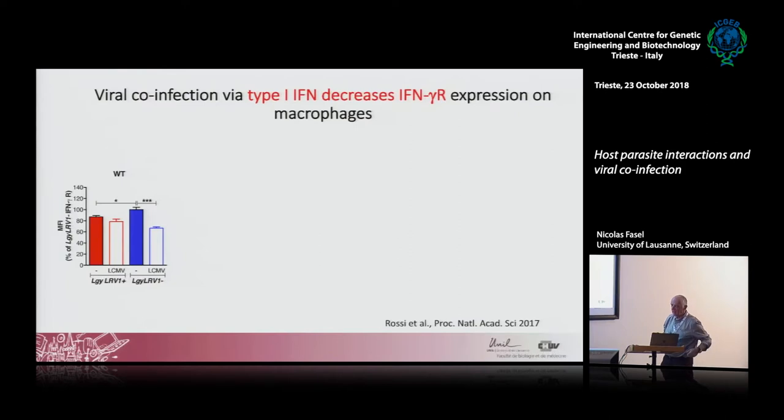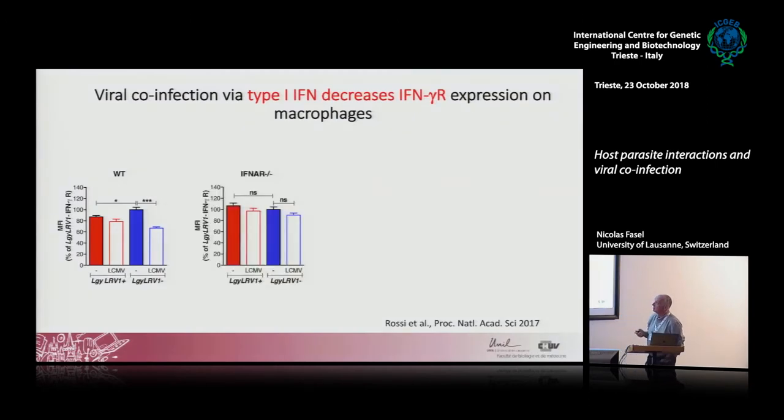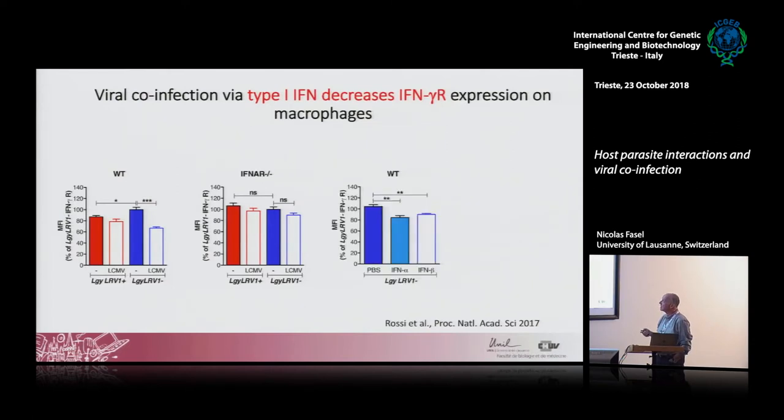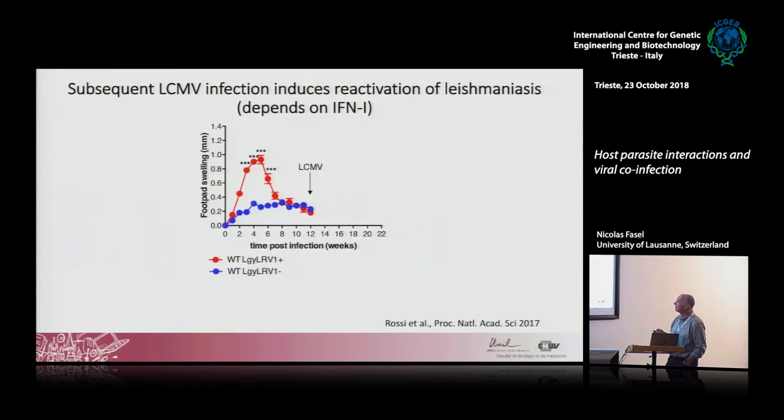So clearly, when we have interferon type 1, you decrease the amount of interferon gamma receptor at the cell surface. We continue to demonstrate that it depends on type 1, because if you use IFNAR mice, you don't see this decrease in the interferon gamma receptor. And if you incubate with type 1, either alpha or beta, compared to PBS, you have a decrease of interferon gamma receptor. So we think that you have less interferon gamma receptor at the cell surface when you have type 1 production, and then probably the cell responds less to interferon gamma.